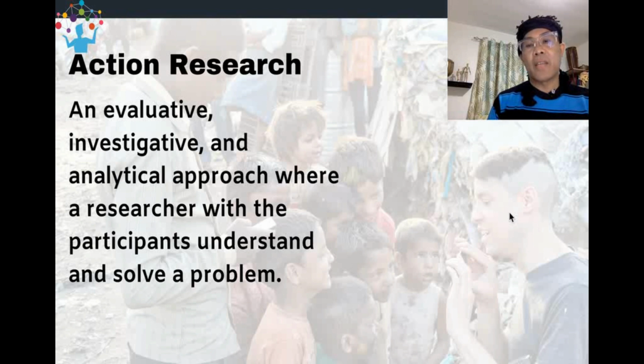So the sign of the time is, for example, corruption. The sign of the time is abuse of people. The sign of the time is discrimination. So different methodologies are surfacing, coming up in order to respond to certain situations. Okay, so action research is primarily not only to understand a specific issue, but to be able to respond and come up with a solution to a problem.